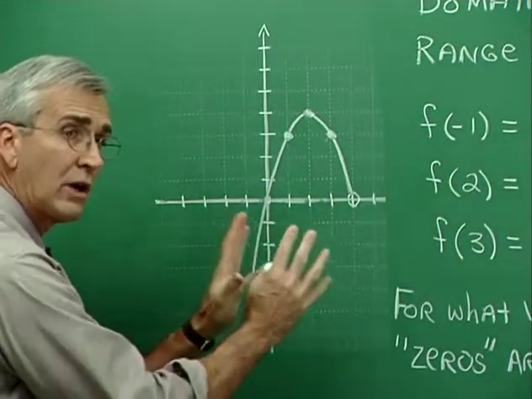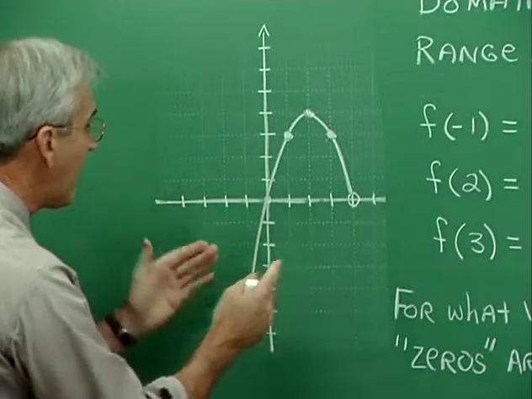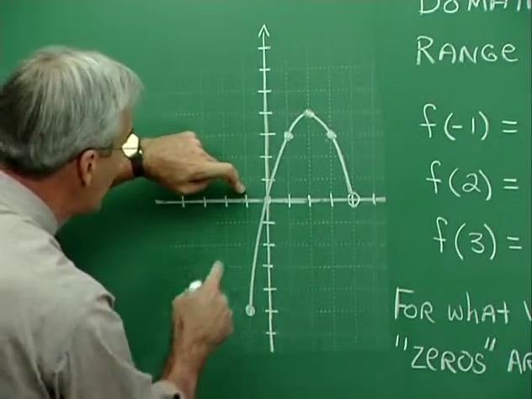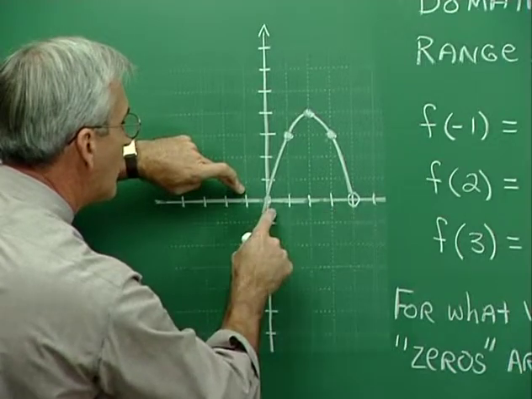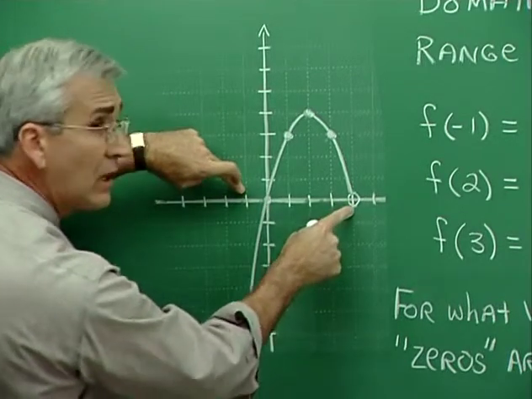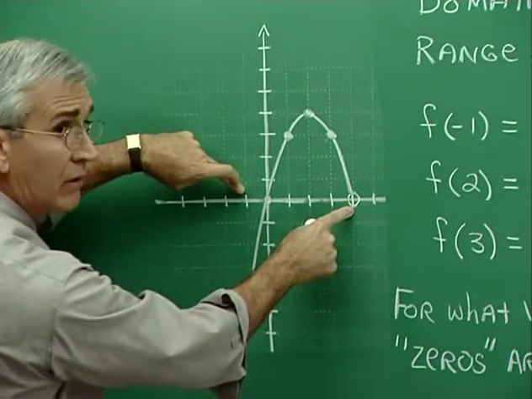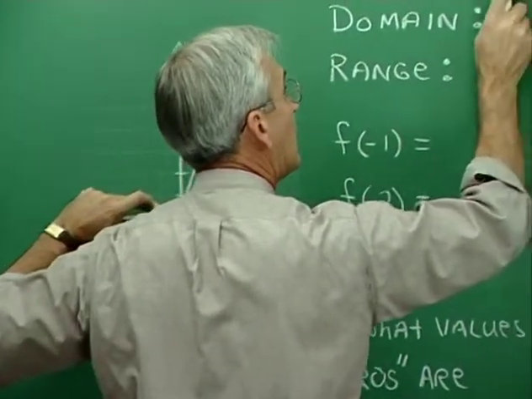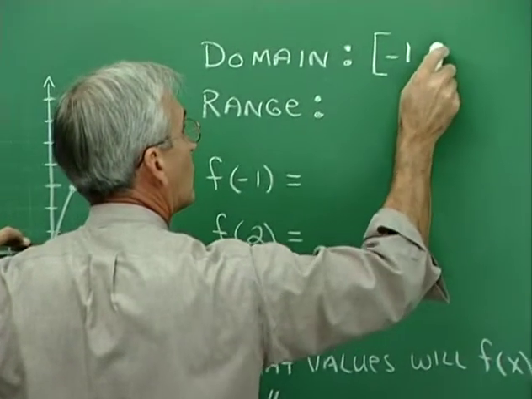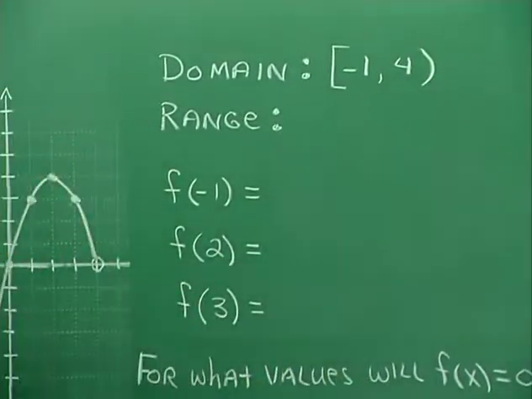So the interval over which we have points on the graph are x values that are from -1 up here to 1, 2, 3, 4. From -1 to 4, but not even including the 4, because that point is not on the graph. So the interval for our domain is from -1 to 4, and not including the 4.